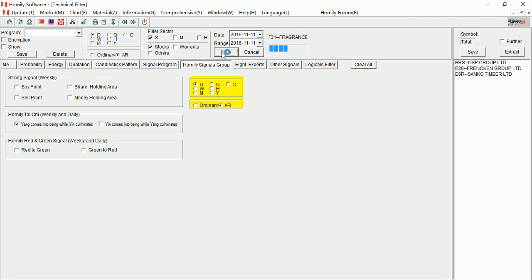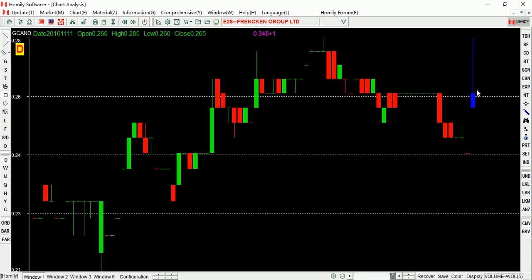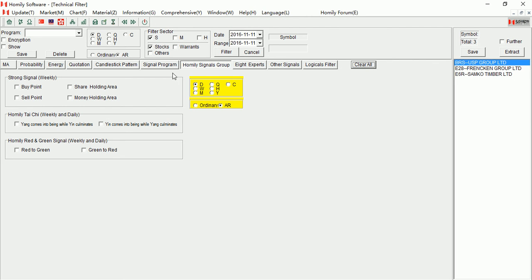Okay. So let's see. These stocks are already oversold. Only 3 stocks. Okay, then we see the first one. This one is not good. So every day you can filter this one. Use this filter method to filter some stocks. Okay, so just click technical filter, then click homely synchronous group, then click this one, then you can filter.